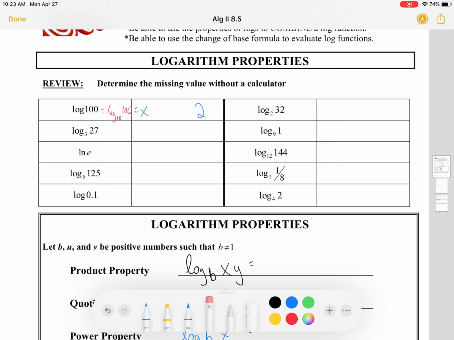Okay, so for the next one, we have log base 3 of 27. Again, it's not set equal to anything, so we are going to say equals x. That would be 3 to the x power is 27. Look at your perfects card. 3 to what power is 27? You should say, well, that's easy. That's 3.